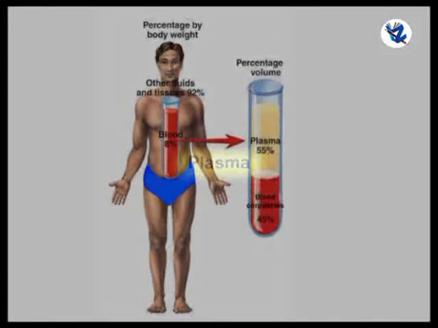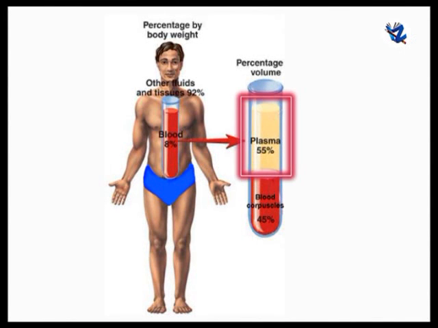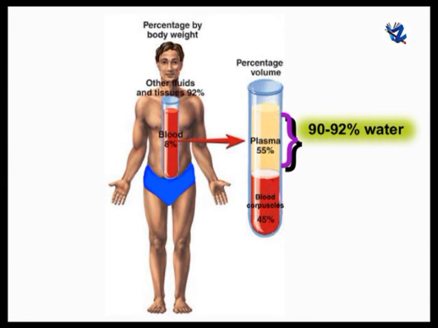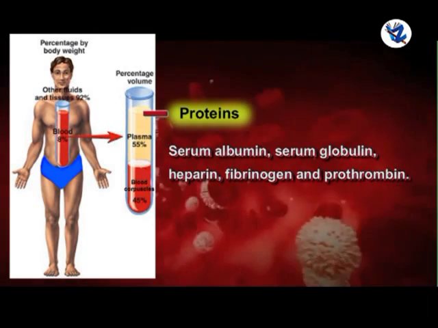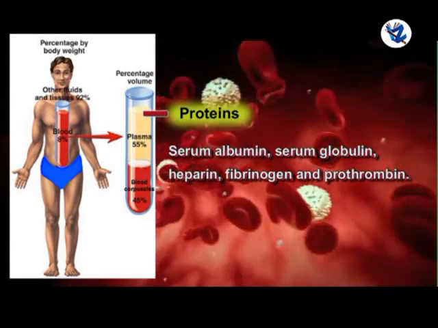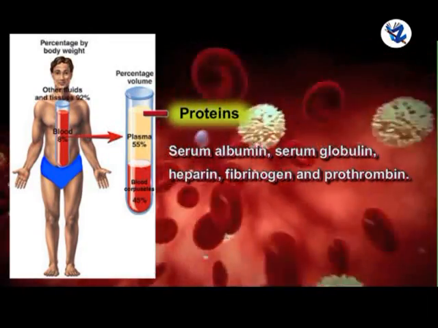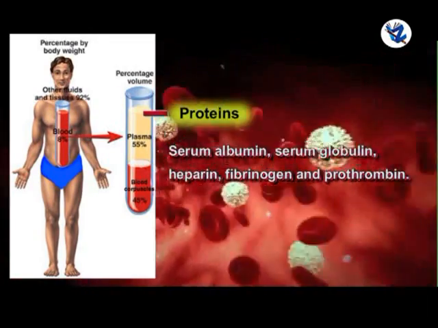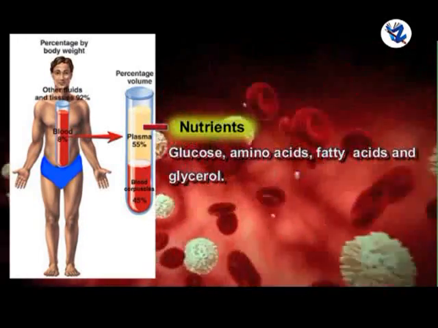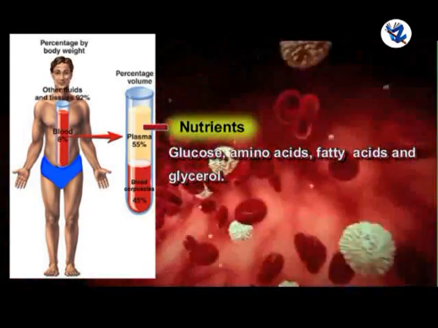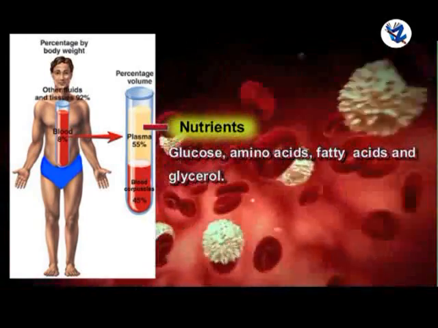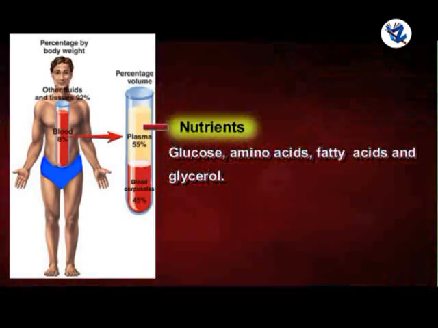Plasma. It is a straw-colored, slightly alkaline viscous fluid. It contains 90 to 92% water and 8 to 10% of solutes, most of which are proteins. Plasma proteins are serum albumin, serum globulin, heparin, fibrinogen, and prothrombin. In addition, there are some nutrients such as glucose, amino acids, fatty acids, glycerol, etc.